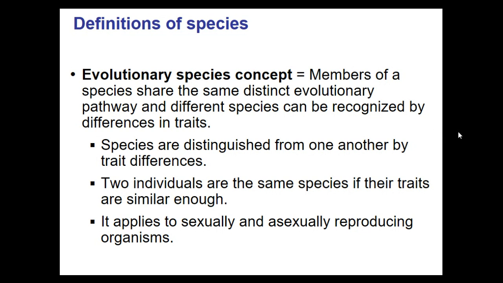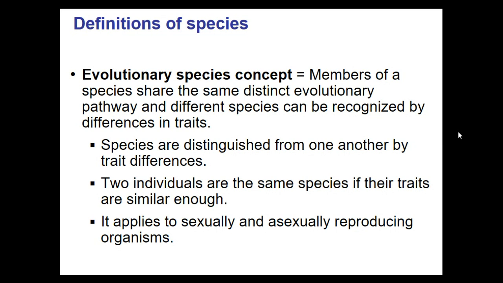So according to this kind of definition, we would say that anything in this evolutionary pathway, we say they're the same species. These are the same species because they came from this evolutionary pathway, whether they can interbreed or not. And we look at the traits that they have to try to determine how closely related they are through evolution.